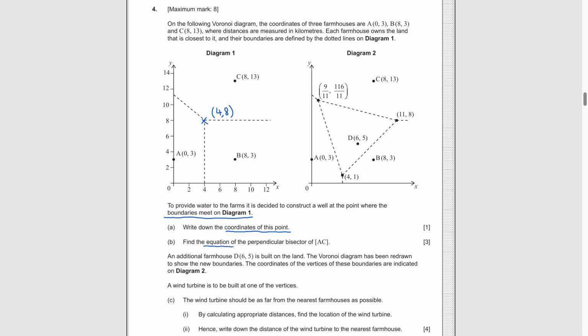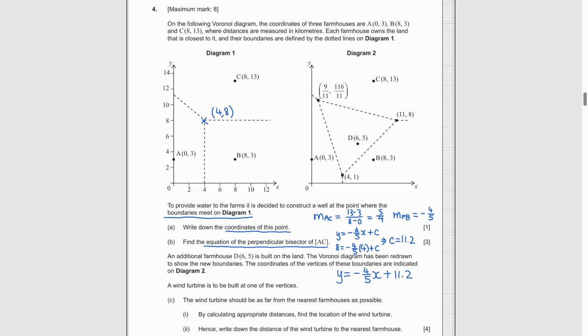For part B, we need to find the perpendicular bisector of line AC. We start by finding the slope of line AC and take the negative reciprocal to get the slope of the perpendicular bisector. Next, we write the equation of the bisector with unknown y-intercept. By substituting the coordinates of the point we found in part A, we can calculate the y-intercept, and hence the full equation of the perpendicular bisector.